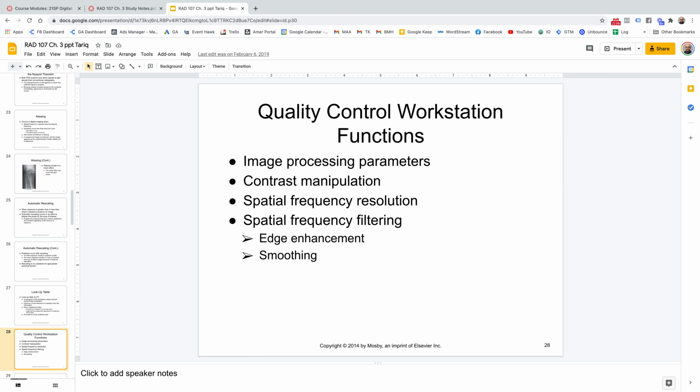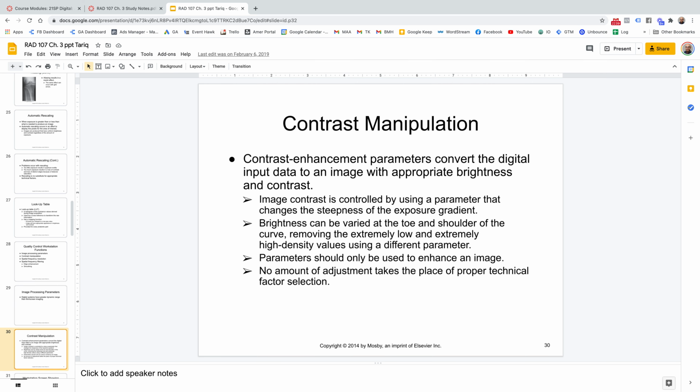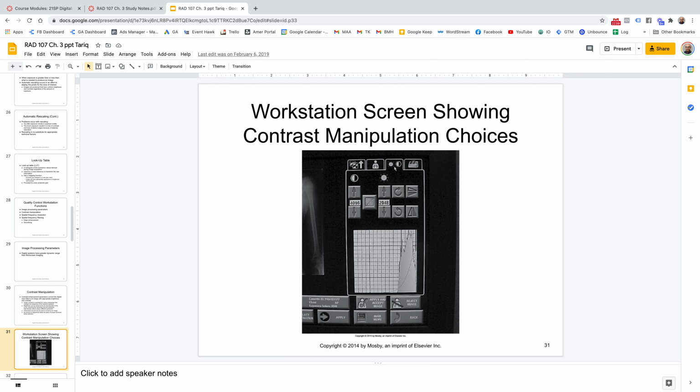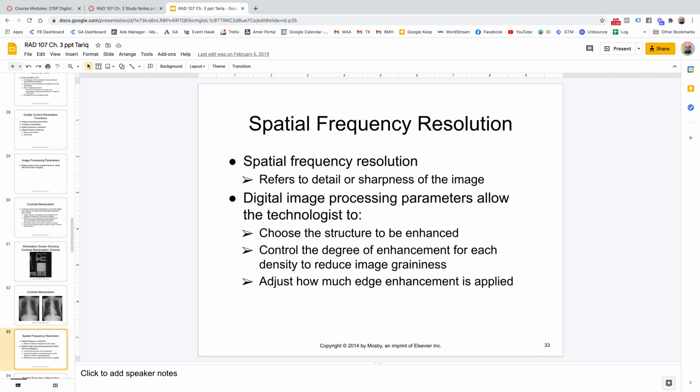The rest of this should be pretty self-explanatory, so go through it. Quality control functions of a workstation, image processing, contrast. Look through these. You do want to know that digital systems have greater dynamic range than film screen systems. Contrast enhancement in digital input to an image with appropriate brightness. Contrast manipulation is basically window and leveling. This is the same image. One has been manipulated, the other has not. Spatial frequency always refers to sharpness.